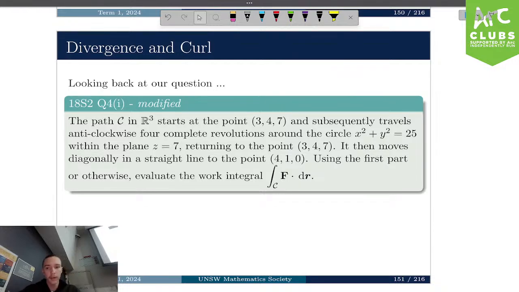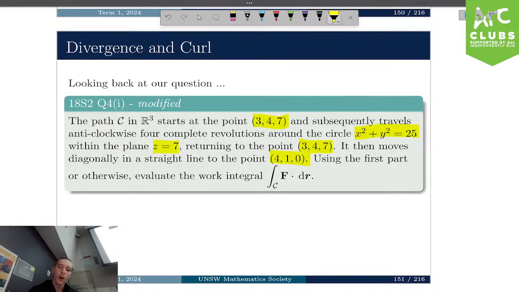So we've got that the path that we're calculating the work over starts at this point. Okay, this is important. And it subsequently travels anti-clockwise 4 complete revolutions around this circle within the plane z equals 7. Okay, there's a lot of information. And it returns to the point that it started at. That's very important. It returns back where it started. This is the kicker of the question. And then it moves diagonally in a straight line. Hence, evaluate the work.